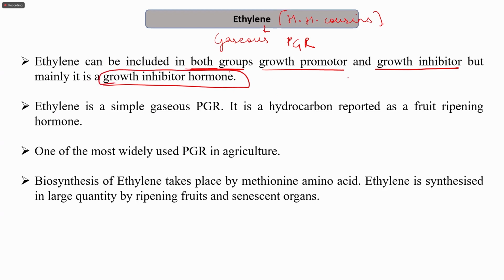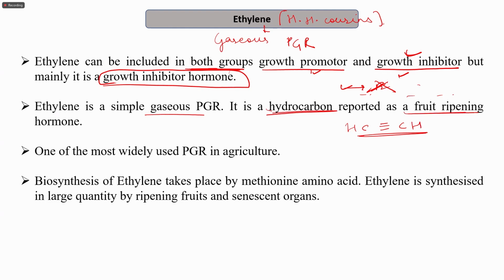So if the question provides the options growth promoter, growth inhibitor, option C is both A and B, option D is none of A and B, then both A and B is fine. But if both option is not given, then growth inhibitor is the right one. So ethylene is a simple gaseous PGR. It is a hydrocarbon. So we know it is a hydrocarbon. This is ethylene.